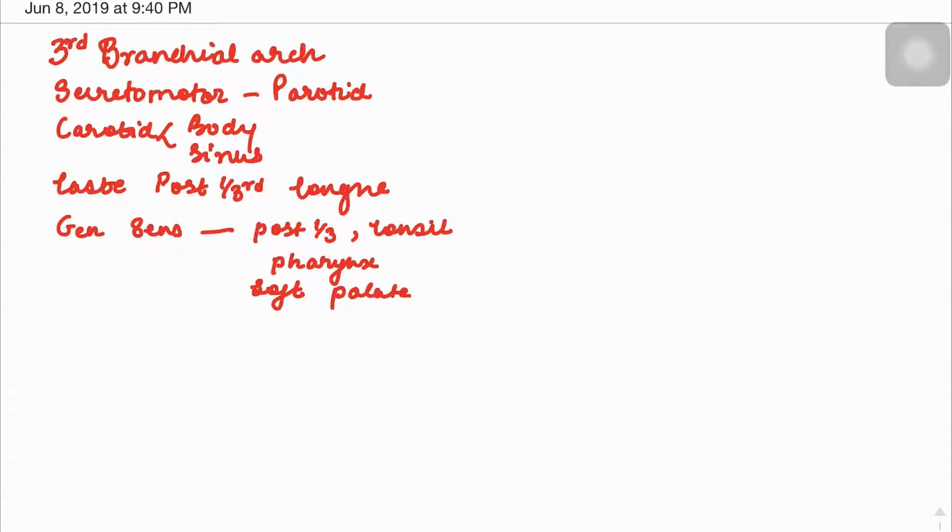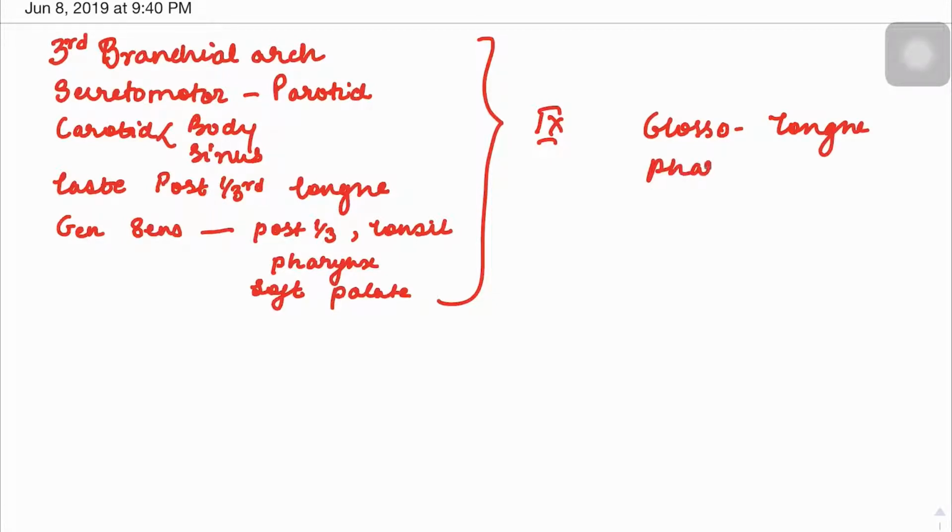So the ninth cranial nerve does these multiple functions, and that's why its name is given. Glosso means tongue and pharyngeal, that is pharynx. So it is the glossopharyngeal nerve.